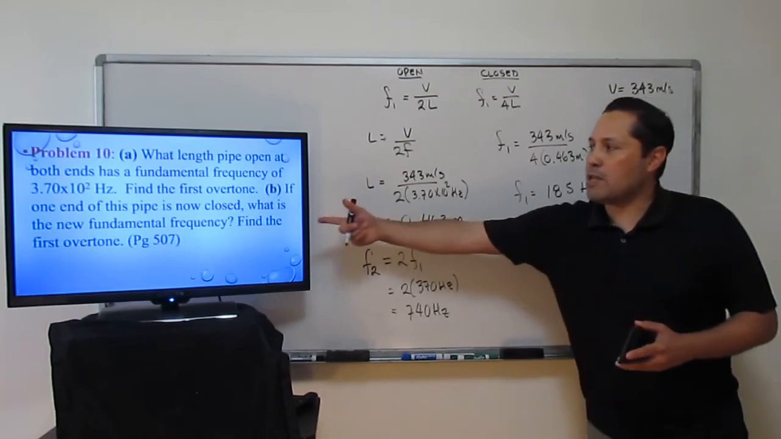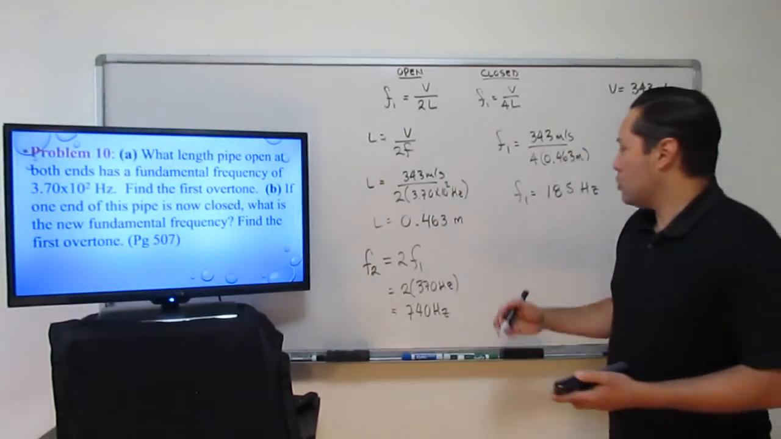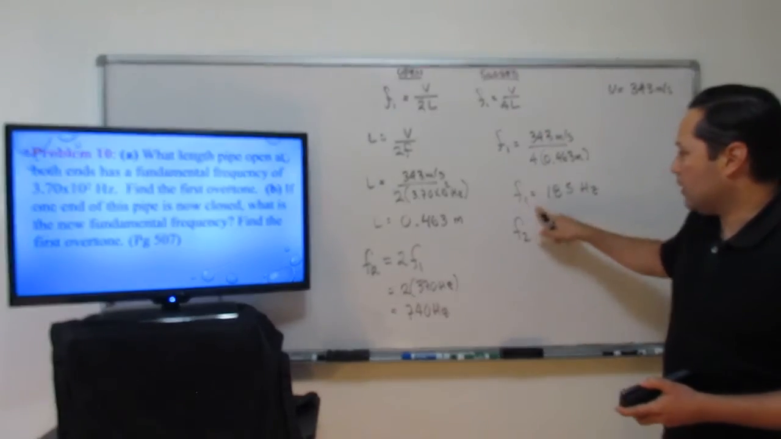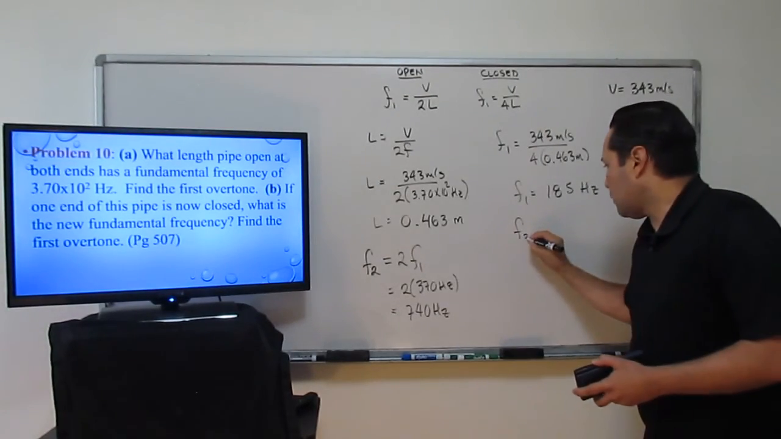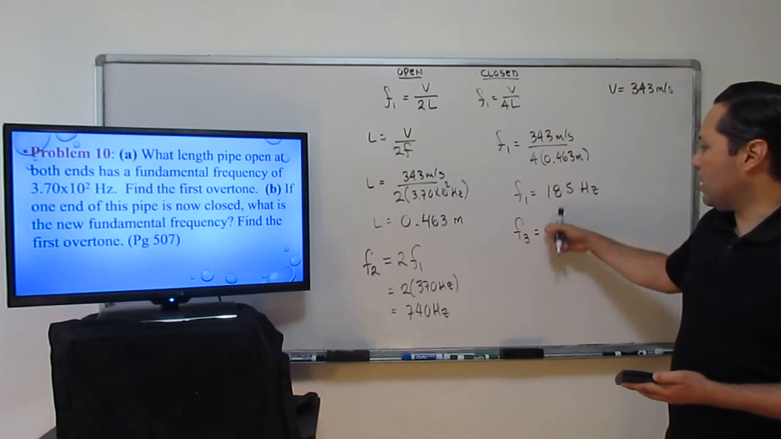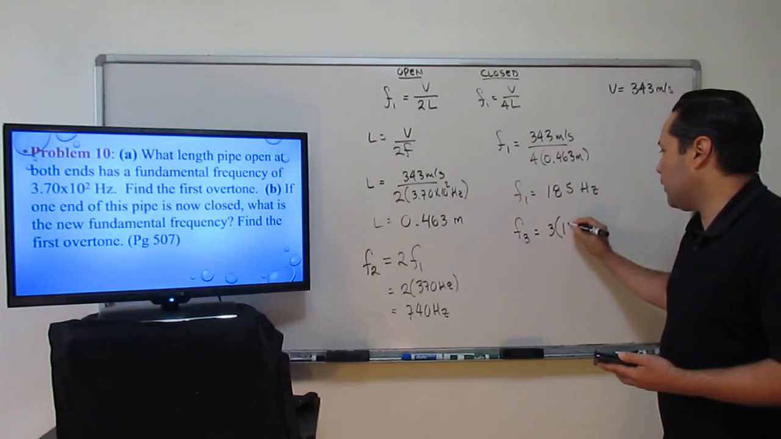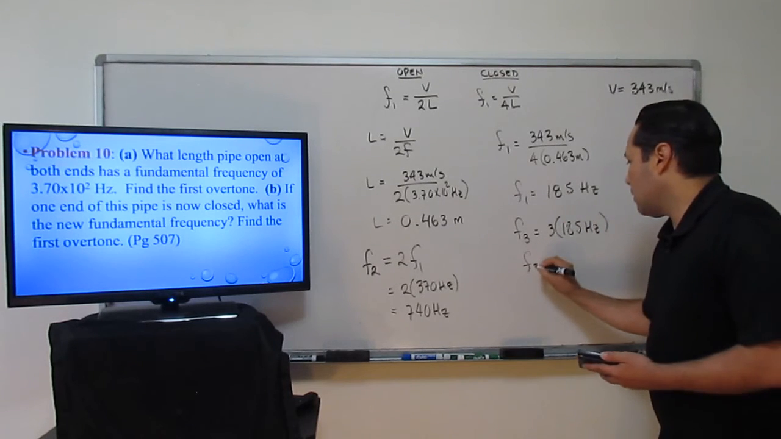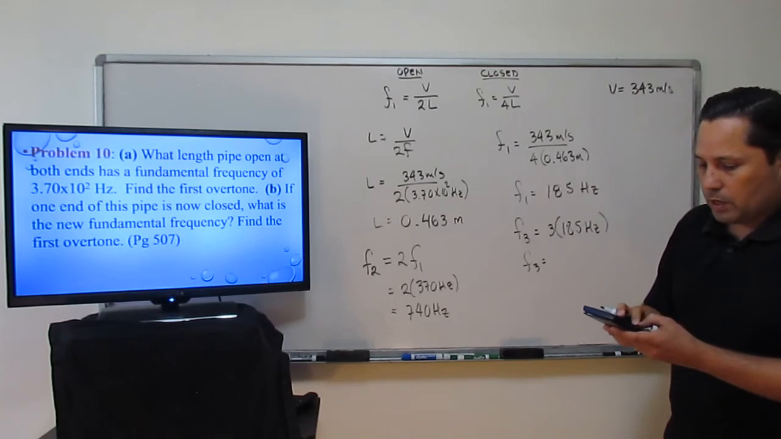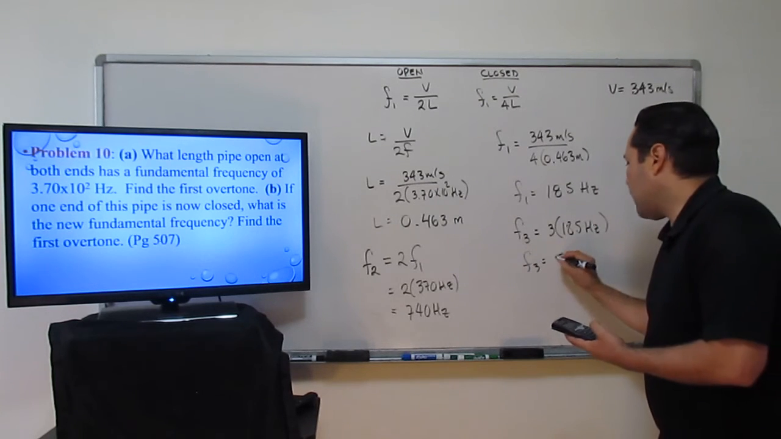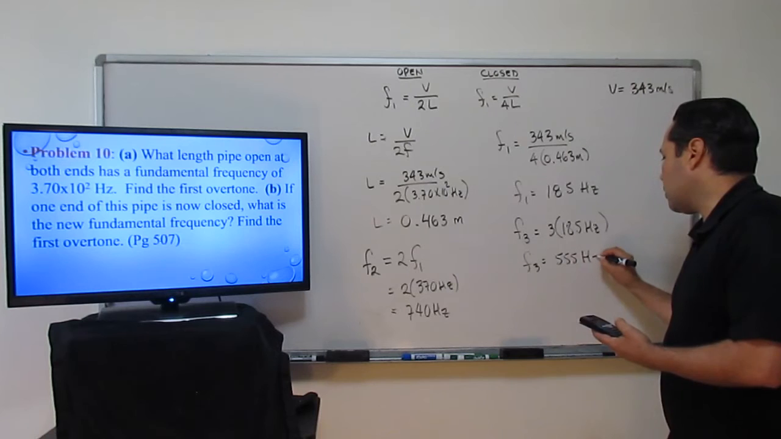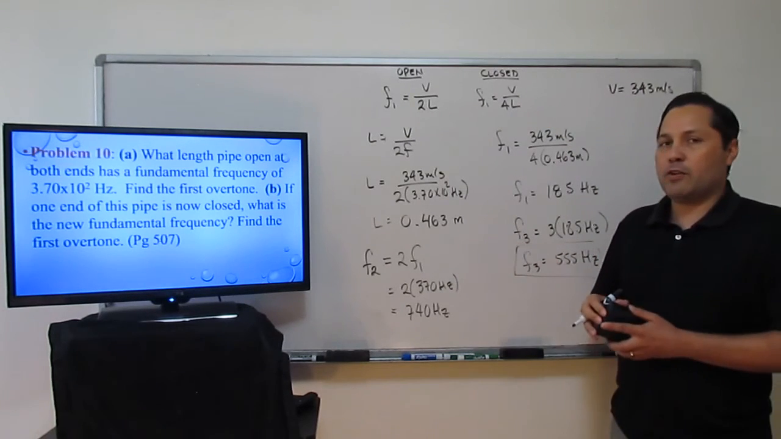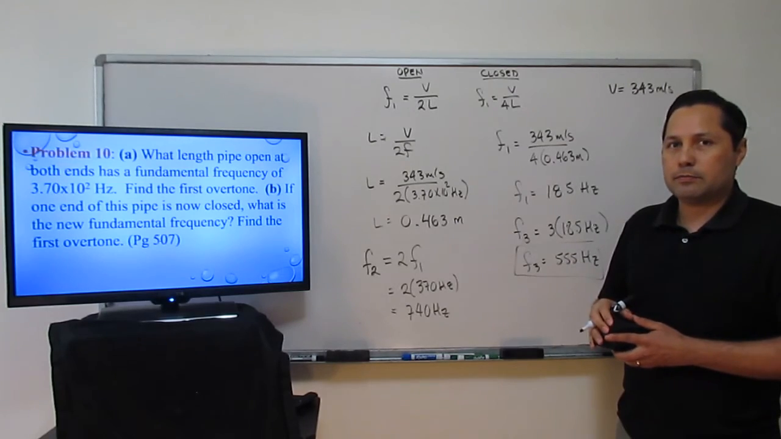And then they also ask, find the first overtone. So is it F2? No, not for a closed pipe. Again, you only use odd numbers, so it's going to be F3. So it'll be 3 times the fundamental frequency, and that will give us our answer. So 185 times 3 gives us 555 hertz. So that'll be our first overtone when it is closed. All right, that takes care of problem number 10.